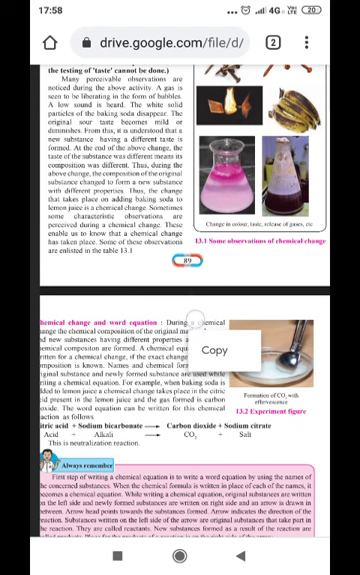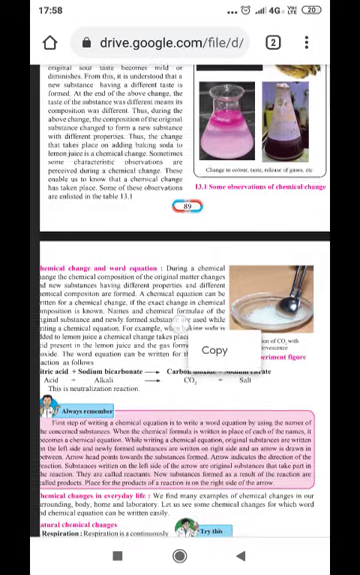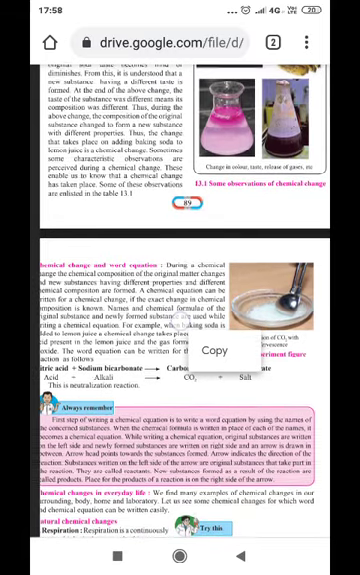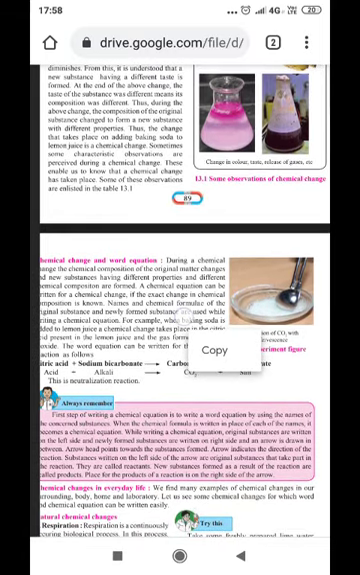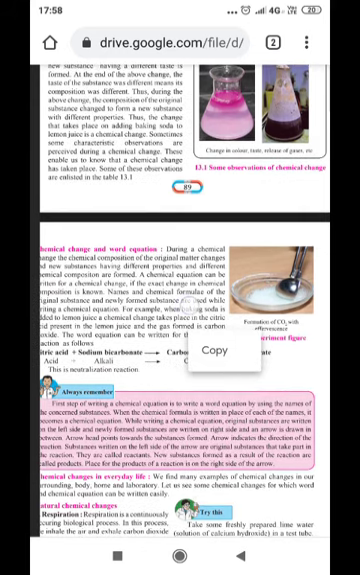Sometimes, some characteristic observations are perceived during the chemical change. This enables us to know that chemical change has taken place. Some of these observations are enlisted below.